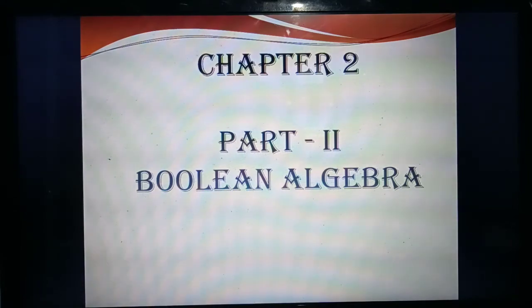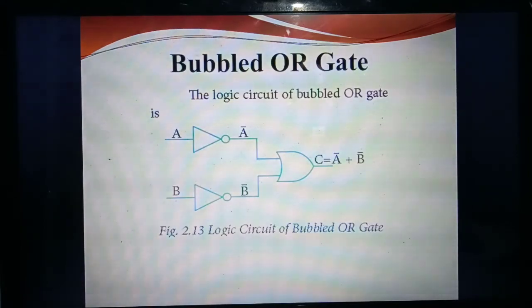Listen. Today we are going to study the bubbled OR gate. Last class we studied the bubbled AND gate, NOR gate and NOT gate, isn't it? Last class itself I said the word bubbled comes at the starting, isn't it? So where do you need to put the bubbles in the logical diagram? At the starting. Understand?